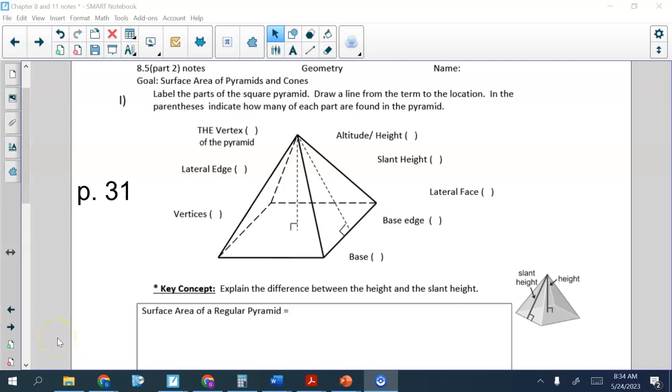Geometry 8.5 Part 2 Notes. Make sure you're on page 31 of the packet. So today we're working on surface area of pyramids and cones. So just a little bit of vocabulary here.